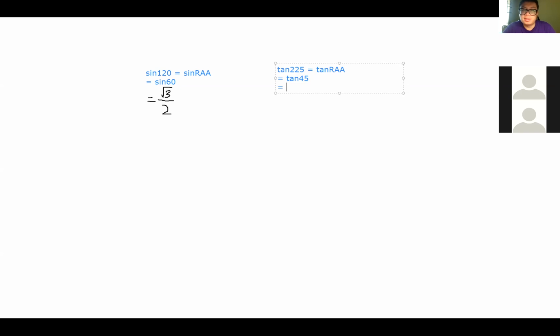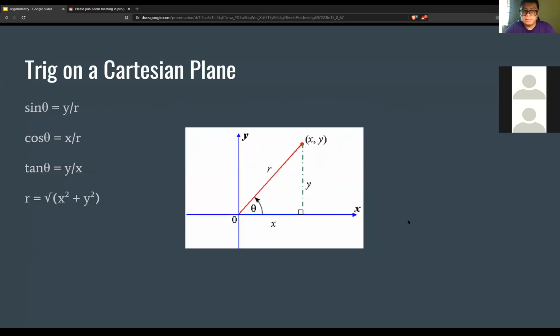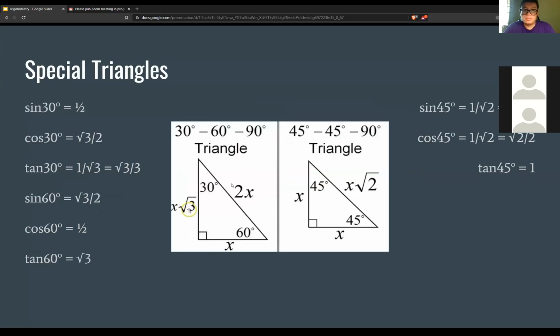So we can look back at the slide, or someone remembers it. Yeah, here, I'll show you guys that slide so you can remember the special trig ratios. So over here. If you guys can write these down, that would be great. I'll give you some time to write these down.